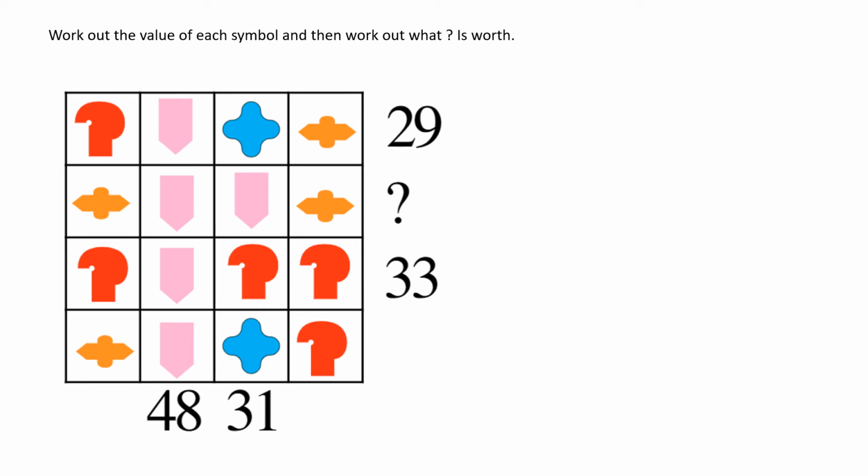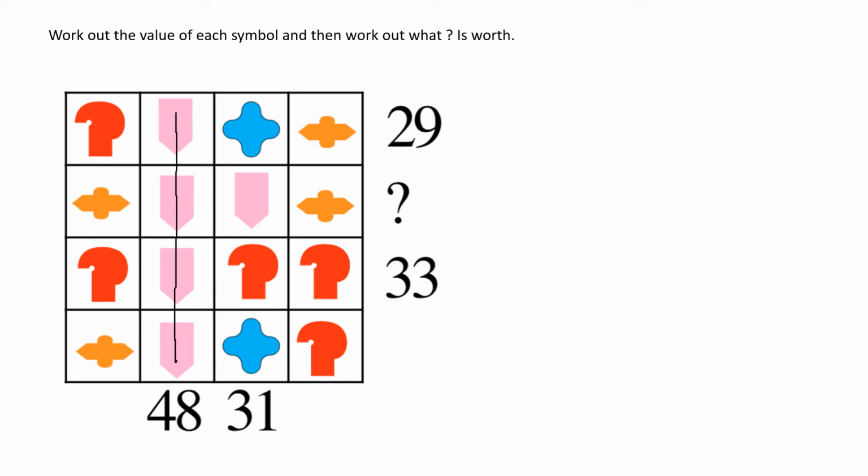So finally, we're going to have a look at this logic problem, which involves symbols. So we've got 4 symbols, and we're told what some of the rows and columns are worth. So if we have a look at the top here, the red question mark, the pink pennant, the blue cross and the orange, it kind of looks like a B, are worth 29. I need to find something where all 4 of them are the same to be able to work out what the symbol's worth. So I'm going to look here.